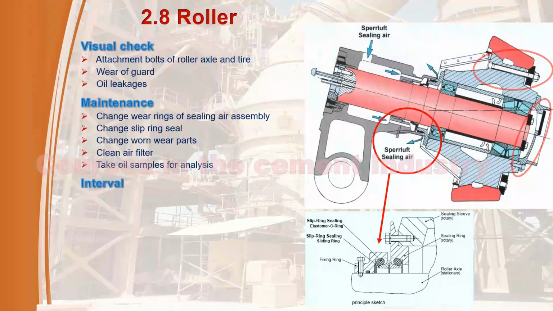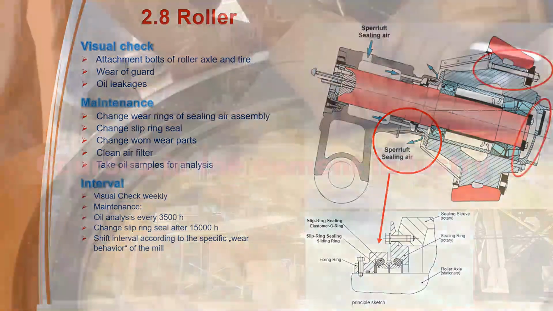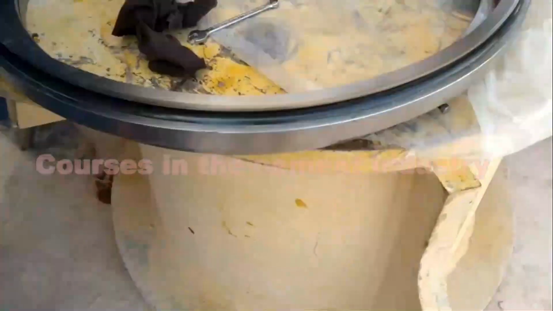Interval. 1. Visual check weekly. 2. Maintenance. 3. Oil analysis every 3,500 hours. 4. Change slip ring seal after 15,000 hours. 5. Shift interval according to the specific wear behavior of the mill. This short video shows the components of the slip ring seal and how to change it.